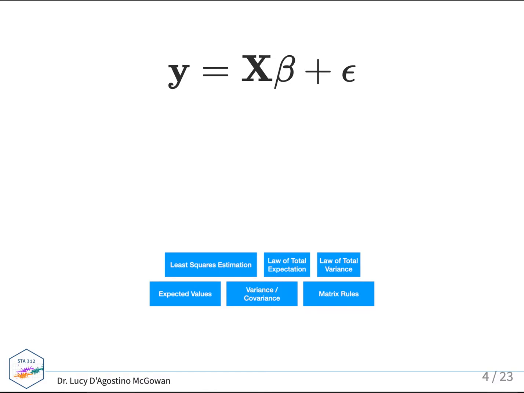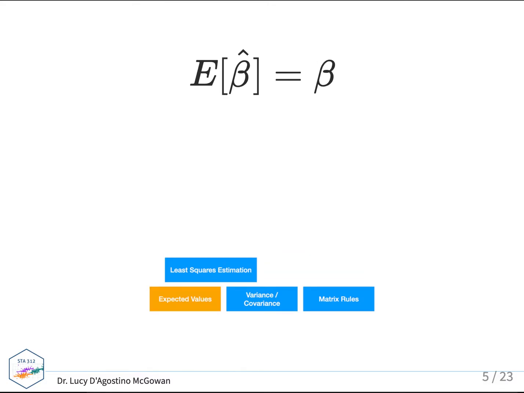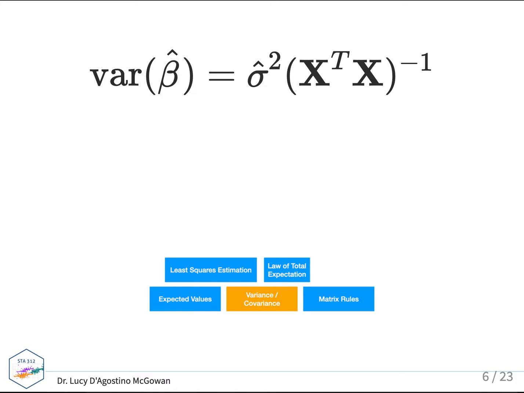In doing this, we talked about two things. We talked about law of total expectation and law of total variance. That was because we wanted to be able to take the expected value of beta hat, and for that we needed the law of total expectation. And so we showed that the expected value of beta hat is equal to beta. We did that using the rules that we had learned, as well as some of those matrix rules.